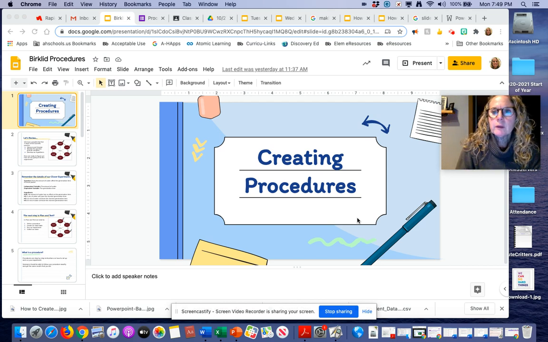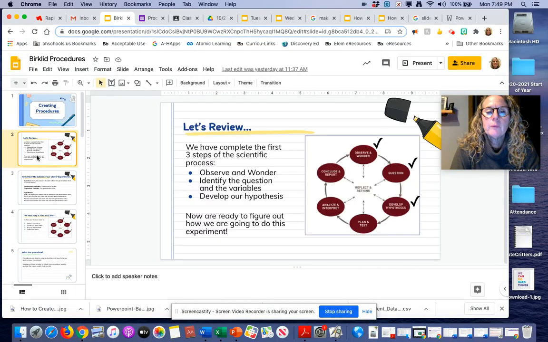Hey guys, today we're going to talk a little bit about creating procedures, and then there's an activity for you to do afterwards. So let's review first of all. In a second, we've talked about the first three steps of the scientific method. So we observed and wondered, and we looked at clover and wondered about it, and we looked at a couple of other things. And then we identified a question, and we came up with the question, does the amount of water affect the germination time of clover?